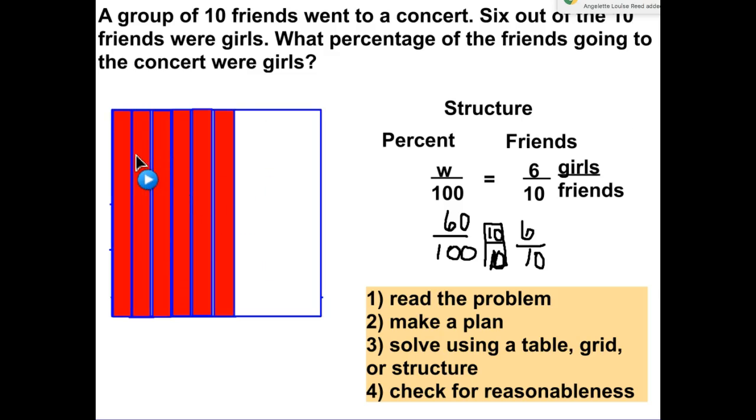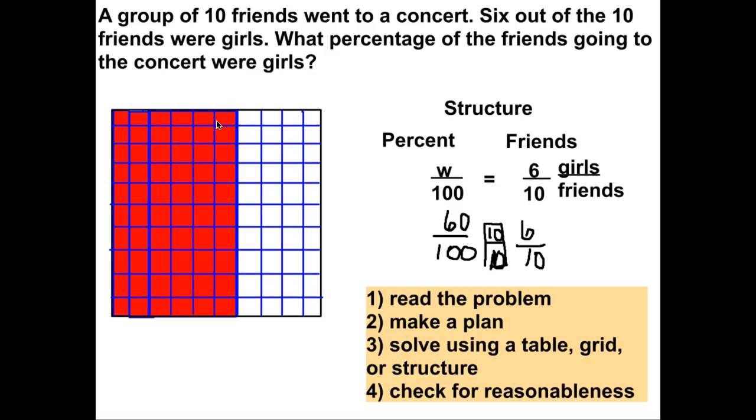we started out with 6 out of 10, changing this into a 10 by 10 square where I have 100 little squares inside, I end up with 60 out of 100. Okay, so what percent were girls? 60% were girls.